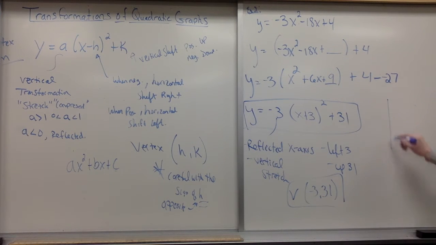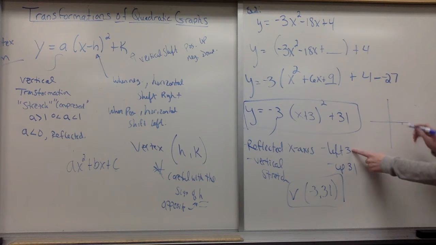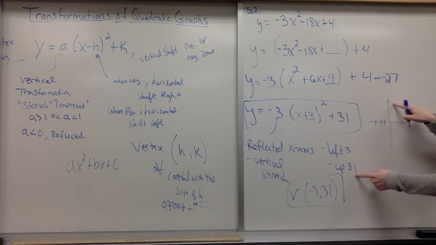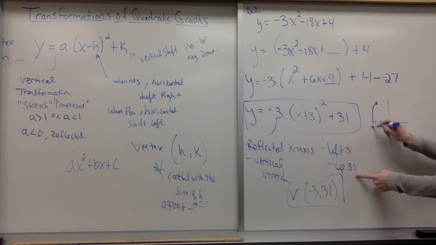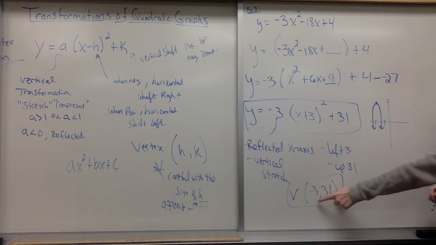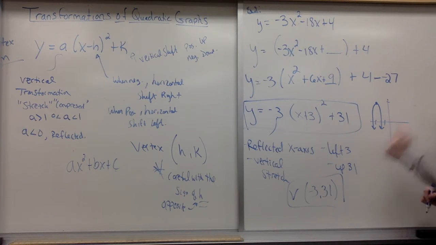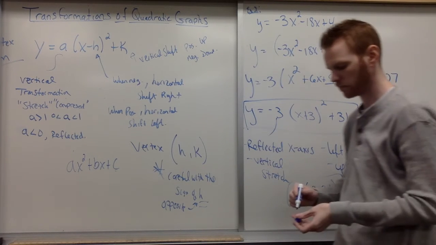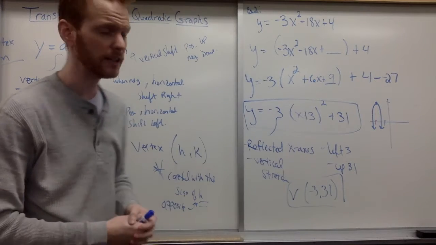And you can draw a quick graph, right? If I'm going to go to the left 3, 1, 2, 3, I'm going to go up by 31. Let's pretend that's 31 for right now. There's my point. It's going to be moving downward, a little bit narrow because it's being vertically stretched. So does this vertex right here match the graph? Yes. Okay. And that's it.